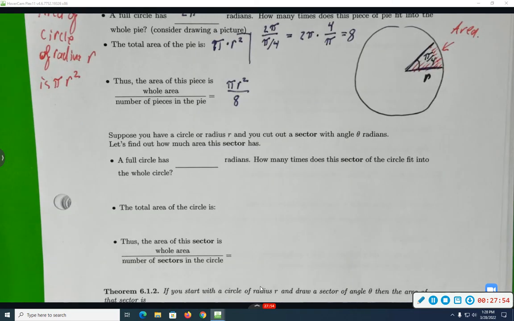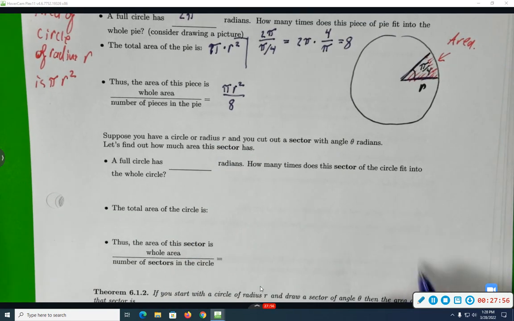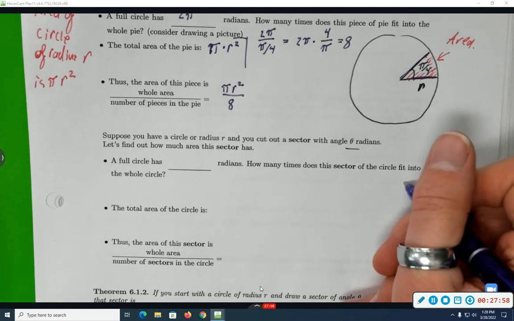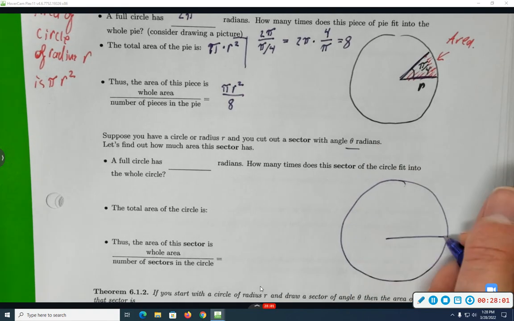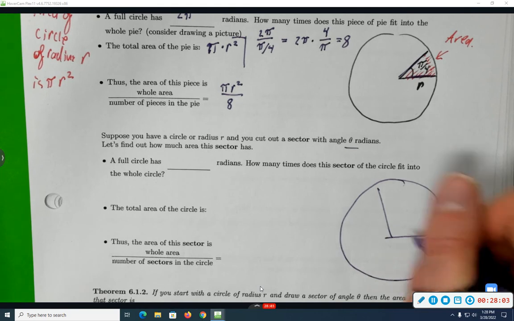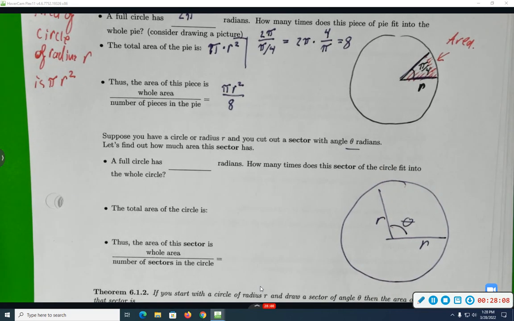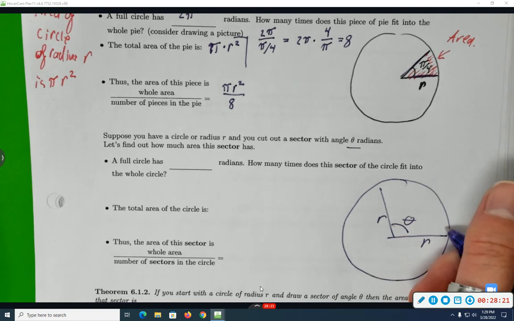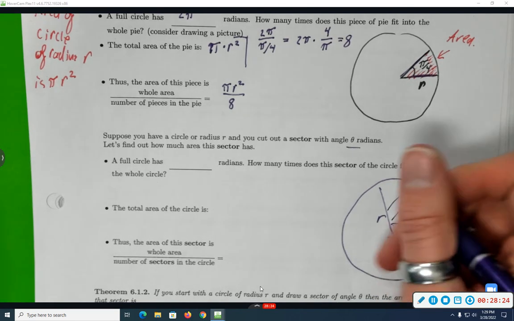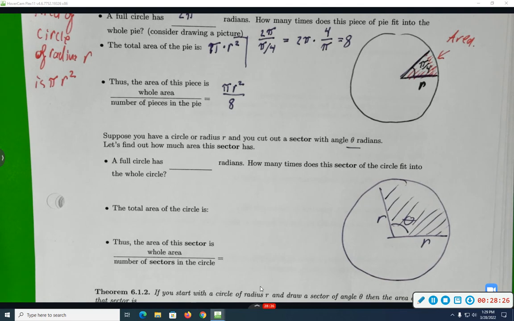So let's try to do another one. Suppose you have a circle of radius r, and you cut out some angle of measure theta, where theta is just some number. As the class progresses, you'll have to forgive worse and worse pictures of circles. That point where the lines meet is supposed to be exactly the middle of the circle. Let's try to figure out this area, and we'll go through the exact same steps.